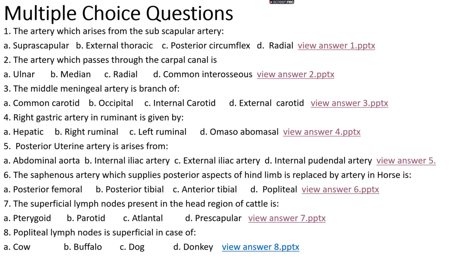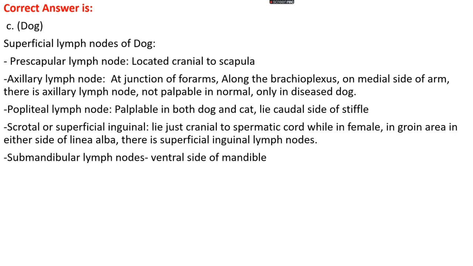Question number 8. Popliteal lymph nodes are superficial in the case of option A, cow, option B, buffalo, option C, dog, option D, donkey. The right answer is option C, that is the dog. The superficial lymph nodes present in the dog include the prescapular lymph nodes, which are located cranial to the scapula, and the axillary lymph nodes at the junction of the forearm along the brachial plexus on the medial side of the arm. The axillary lymph node is not palpable in normal conditions, but is only seen in the case of a diseased dog.